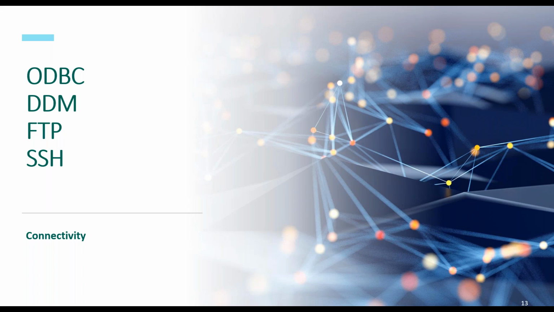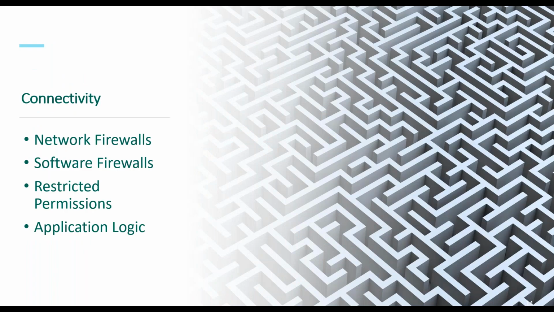So when we talk about how do we protect ourselves from this, we start building walls. We build network firewalls, we build software firewalls, we start restricting permissions, and we still rely on application logic. So when we're building those, we need to, again, take into consideration, who are we allowing in? What are we allowing them to do when they come in? Do we know that the application logic is being considered across all of the different entry points?